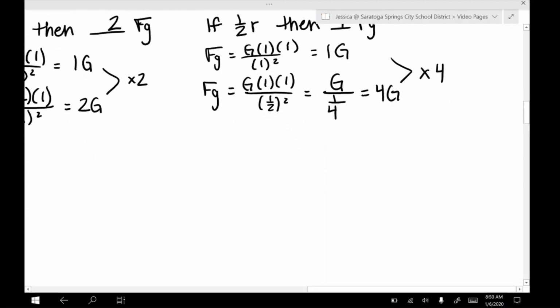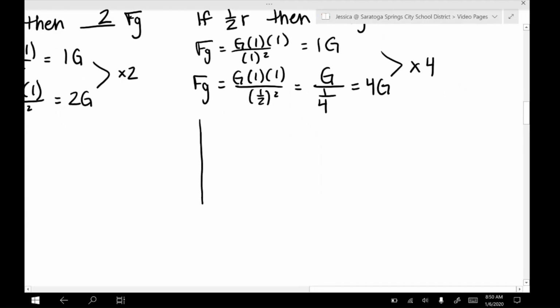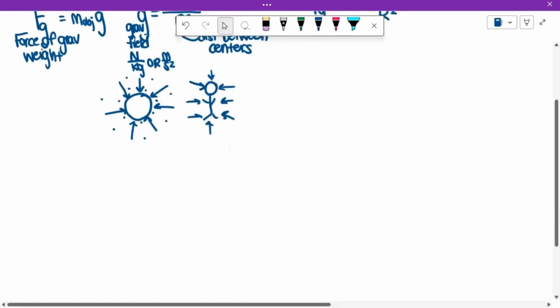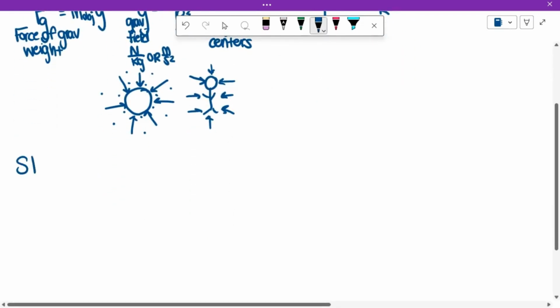R and FG have a really cool relationship. If I was to graph it, it would look something like this. And we say that they follow the inverse square law, because R is on the bottom and it's squared. Inverse meaning on the bottom, square meaning squared. Now let's talk about some sticky bits with gravity.